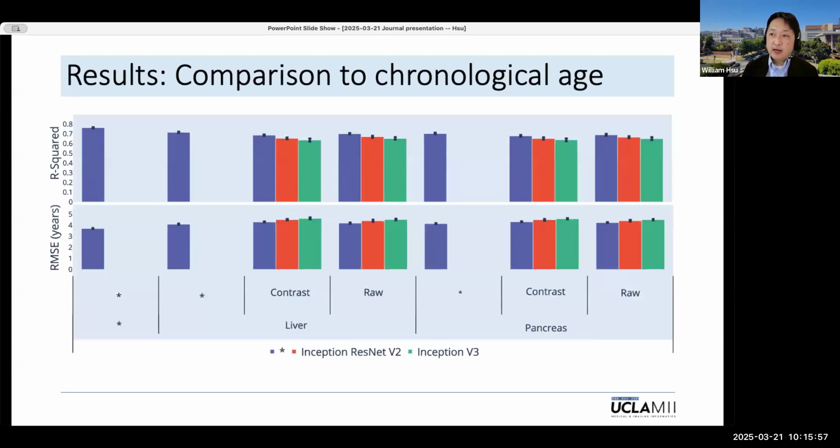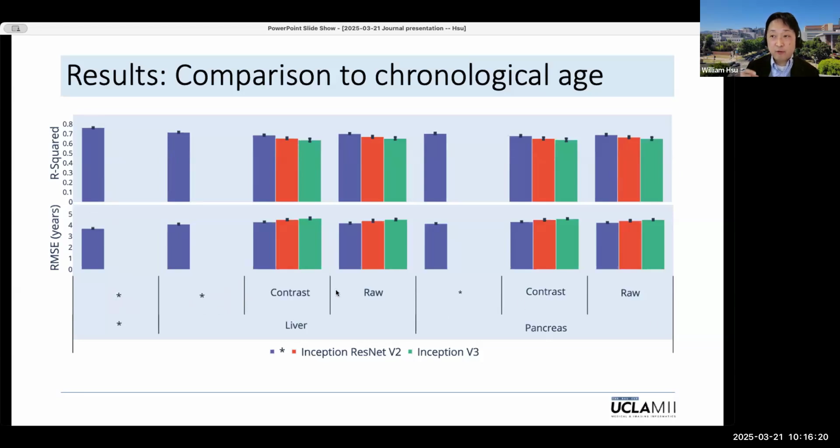Here's a summary slide of individual types of models in their group and their performance in terms of R squared and RMSE. You can see that the R squared value is actually relatively high, between 0.7 and 0.8. This is for their final age prediction. And then they also split this out to liver and pancreas.